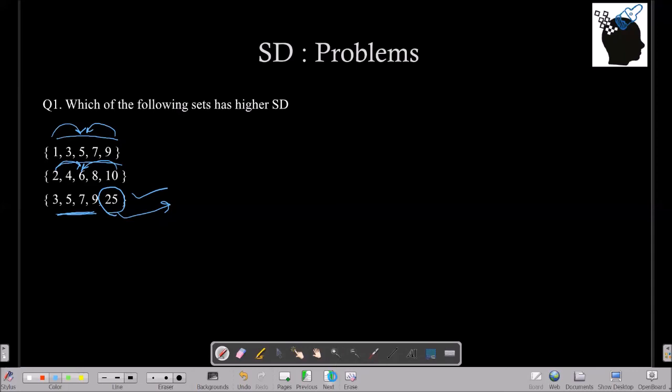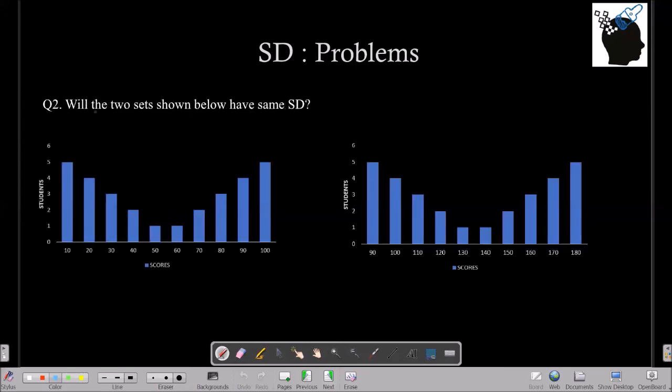Let's try more problems. So will the two sets shown below have the same standard deviation? So let's look at the sets. The scores are given to us and the frequency. And in this case also some scores are given to us and the frequency. So both the sets are actually looking symmetric as compared to the mean. And from the mean, they have the same distance also.